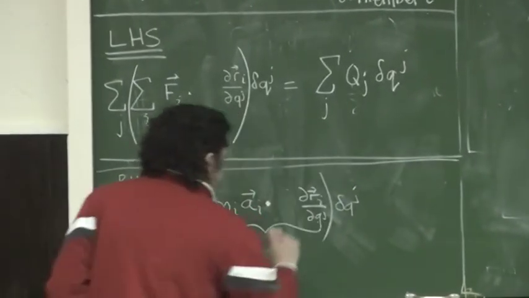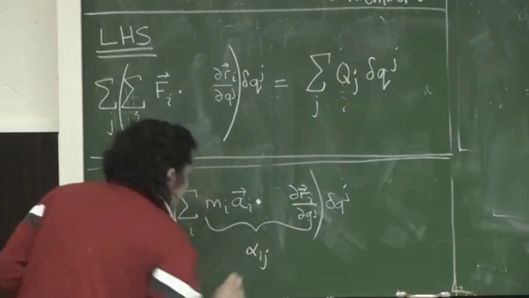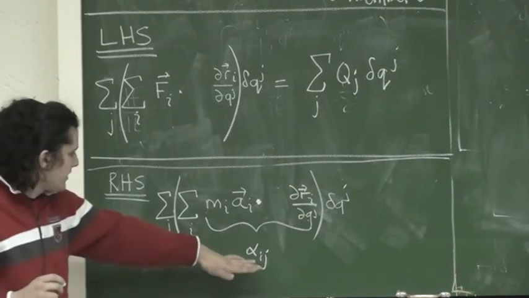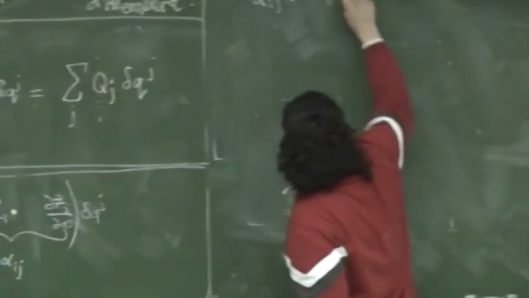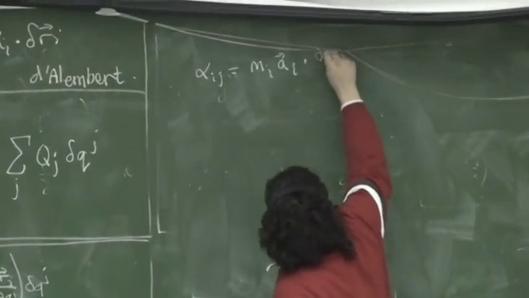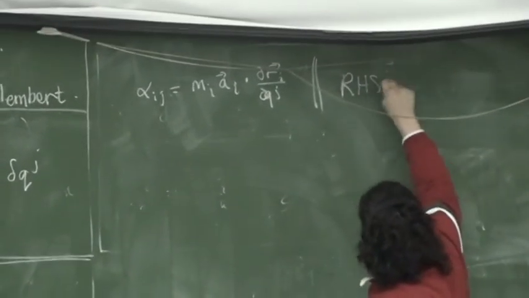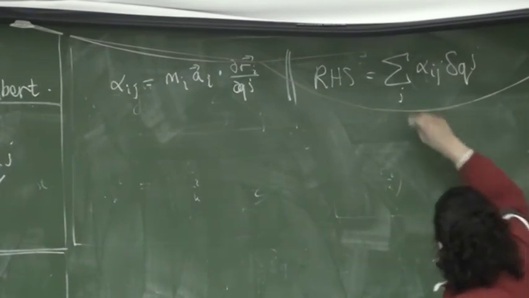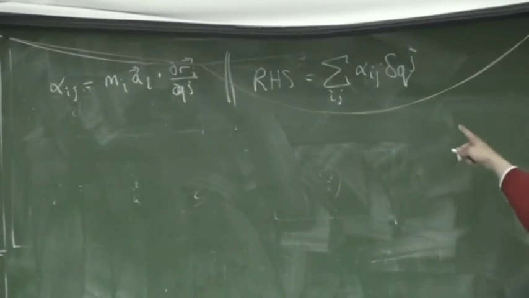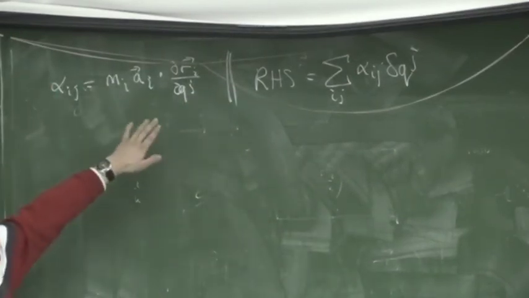So I'm just going to consider this piece inside both sums. For notation's sake, let me call this alpha ij. It's dependent on i and j, right? It's just some quantity, so that I can write alpha ij is equal to mi ai dot del ri by del qj, and the right-hand side is written as the sum over i and j of alpha ij delta qj. Right, so that's the right-hand side. Alpha ij is just the piece inside. We're going to want to transform this, so I'm focusing our attention on this.